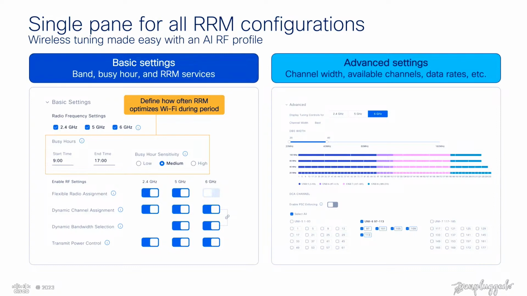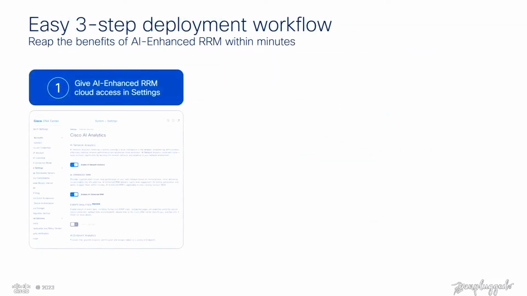Or if you're one of those RRM junkie monkeys that likes to play around and get in there in the nitty gritty, we can get into the advanced settings. So we have all the different DBS bandwidths. We've got the channels. If you want to select the channels, we've got all the advanced configuration that you can go through. So you just configure this RF profile, then you assign it to a site, and then RRM will start to work.